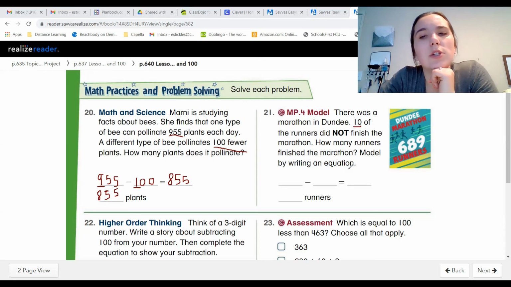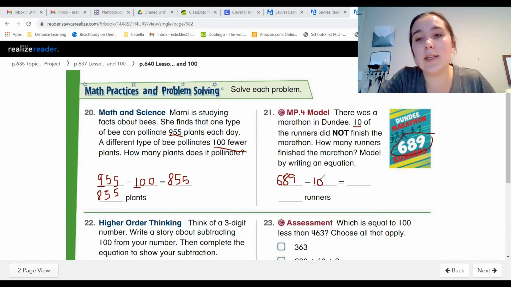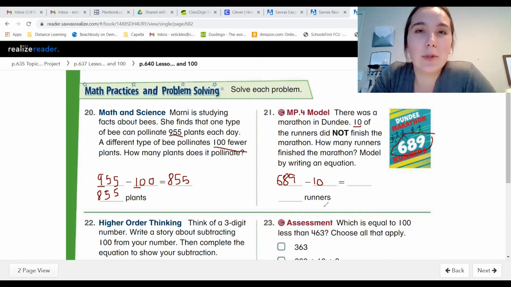Got to use your eyes, do a little searching here. Did you notice that they gave us this fancy poster over here? It says the Dundee Marathon, 689 runners. So that means there were 689 runners altogether. So that's our starting number, 689. And then they were saying that 10 of them didn't finish. So we need to take away those 10 that didn't finish to find out how many runners did finish the entire marathon. Go ahead and solve our equation, pause me and do it and come back when you're ready and we'll double check your math.